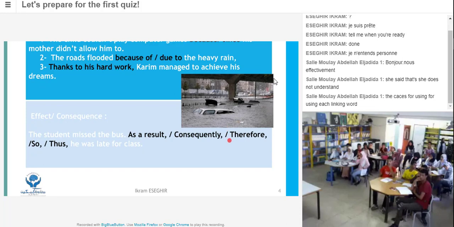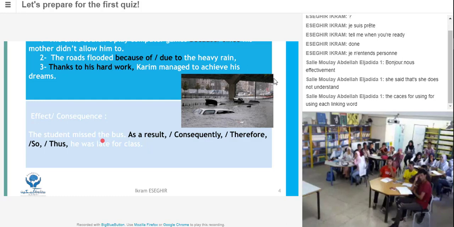So let's go to the sentence about effect or consequence. The student missed the bus, as a result, consequently, therefore, so that he was late for class. As you see here, the two different sentences are the sentence for the cause, which is the student missed the bus. He didn't catch the bus. All right. And because he didn't catch the bus, what happened to him? He was late for class.